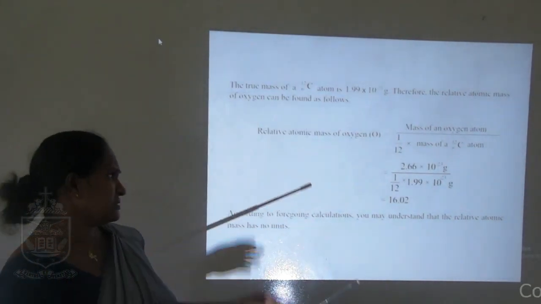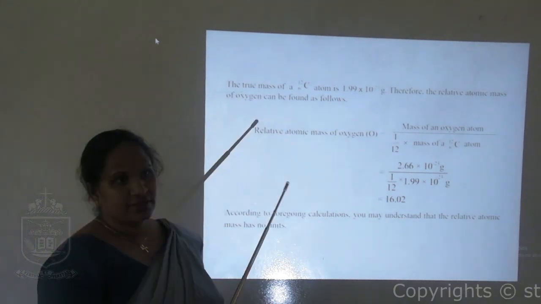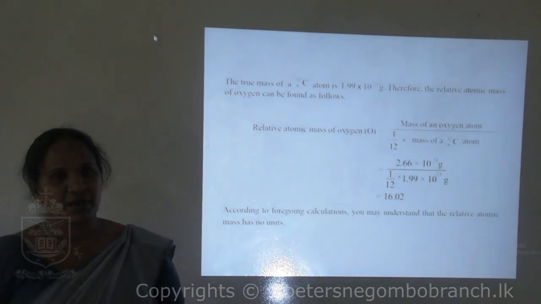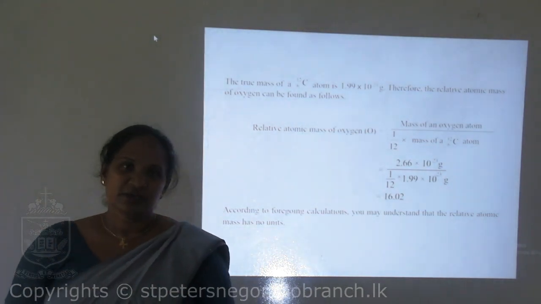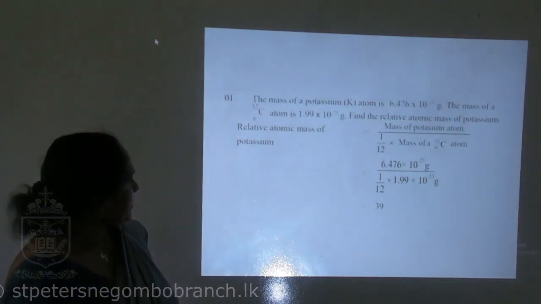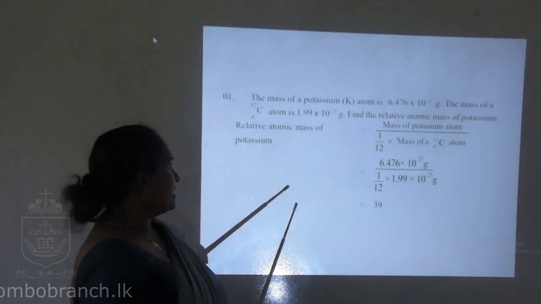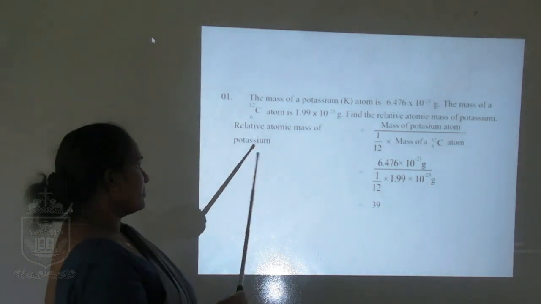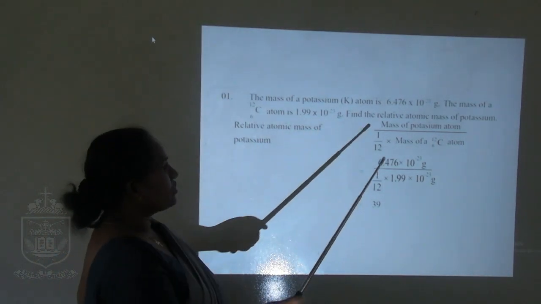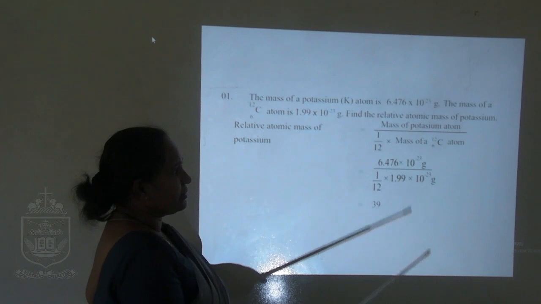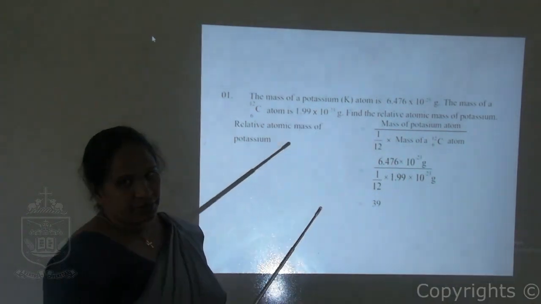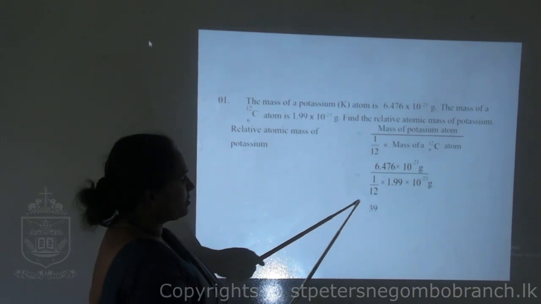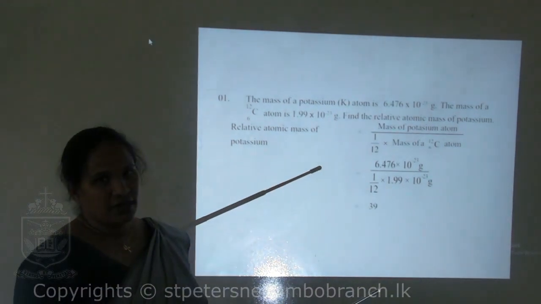In some questions, the relative atomic mass is given to you and they ask for some more things. Again, another question like that: find the relative atomic mass of potassium. So you have to write the mass of a potassium atom divided by the atomic mass unit. Then divide and you get the answer, 39.